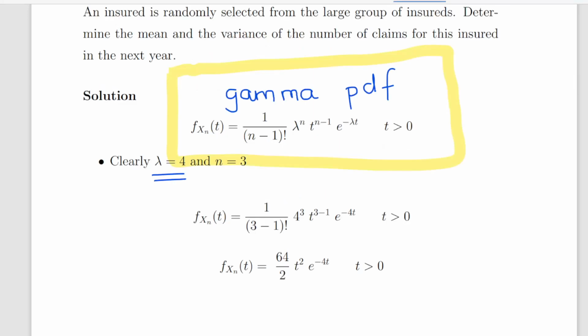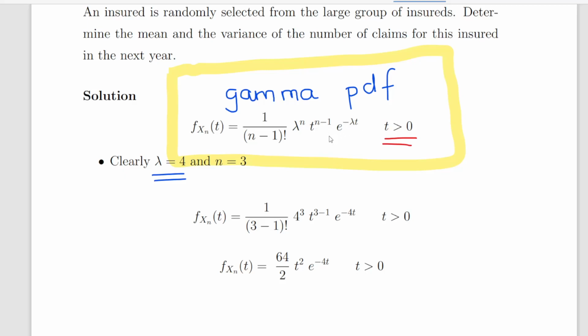Okay, I just paused it there. I just wrote some stuff in. So this is the gamma PDF function, and this is denominated in terms of t. Okay, so f of t equals 1 over n minus 1 factorial times lambda to the power of n times t to the power of n minus 1 times e to the minus lambda t.